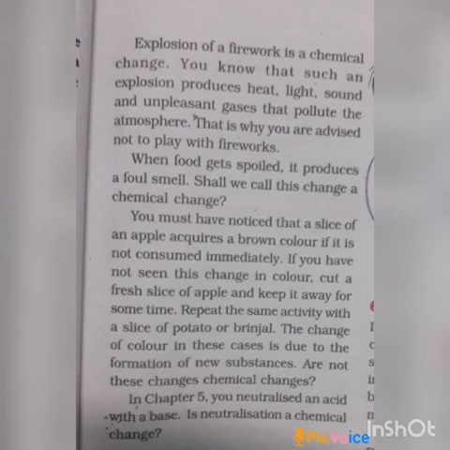Then slice of potato and brinjal, if you cut it and kept it for some time, what will happen, children? There is a change in the color of that potato and brinjal. This is due to the formation of new substances. The color change is due to the formation of new substances. This change is the chemical change.